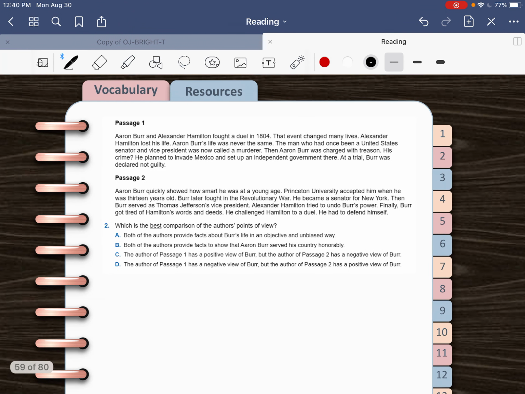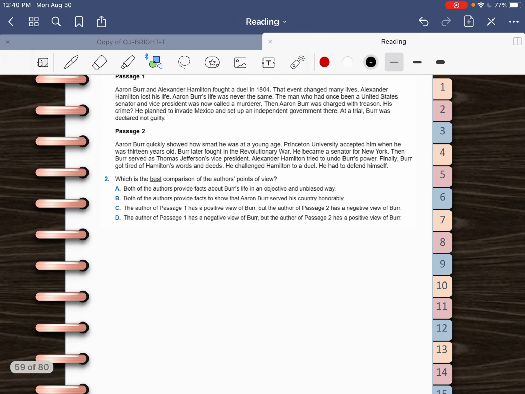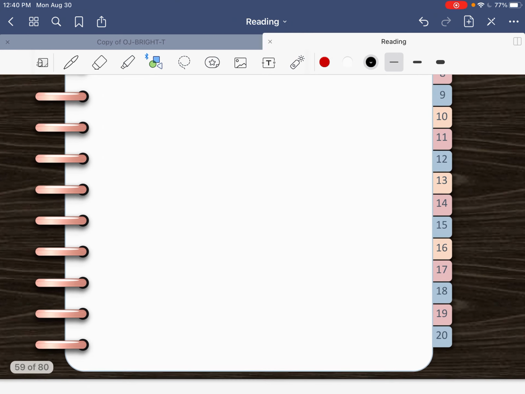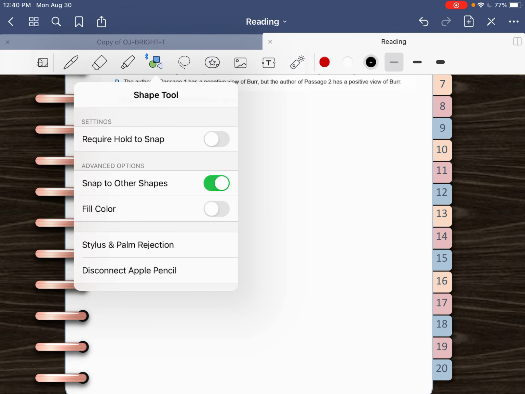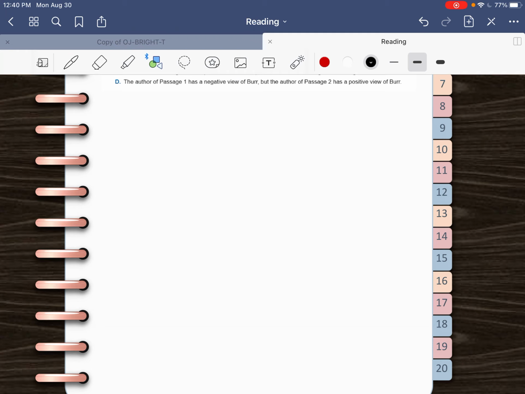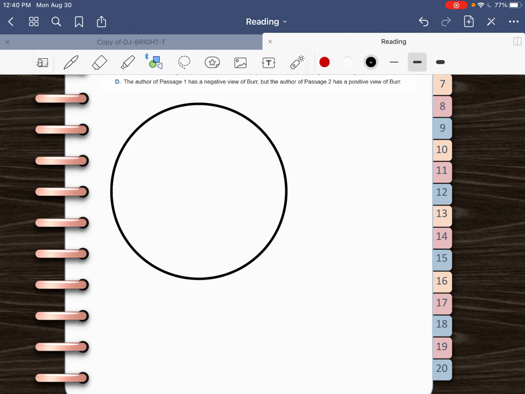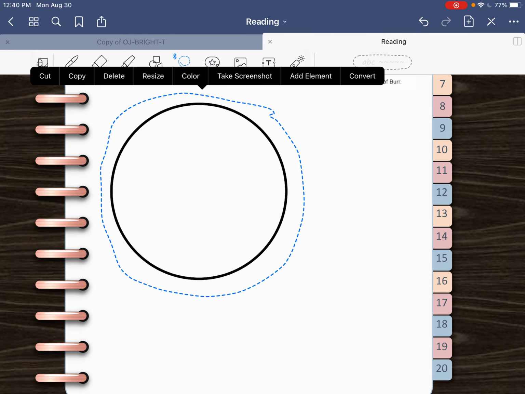We are on page 22 for this lesson. And again, we are comparing two passages. I know that is going to be the case, so let me go ahead and draw my two circles in here to make the Venn diagram.